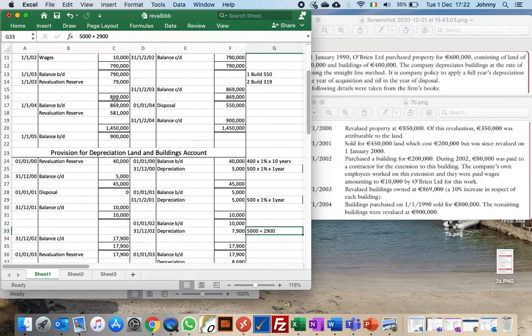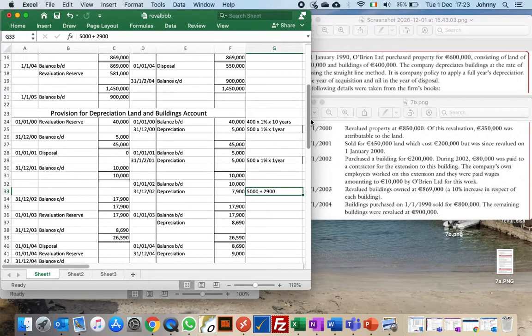We've dealt with that one, so we move on to the last year, which is, I think, a little bit tricky. So the building purchased on the 1st of the 1st was sold for 800, so that's one building, and the remaining buildings were revalued. So two things happened. We have a disposal of a building, okay, and we have a revaluation of the building.